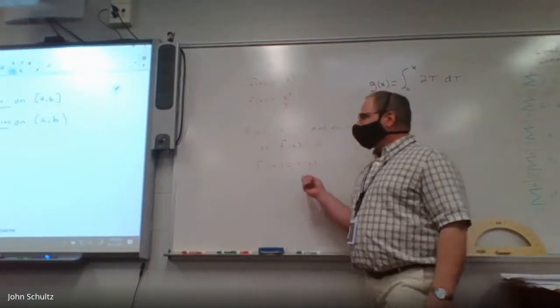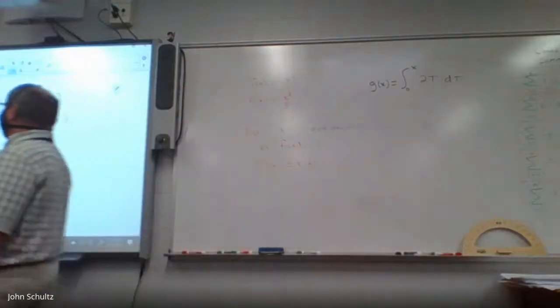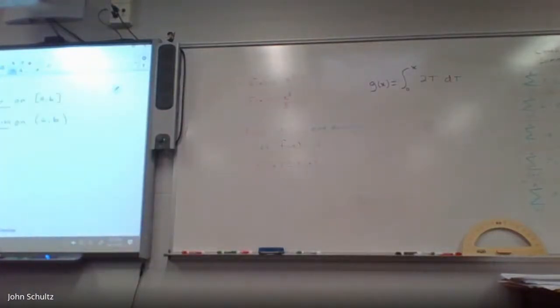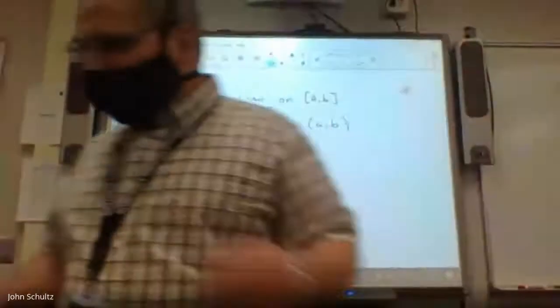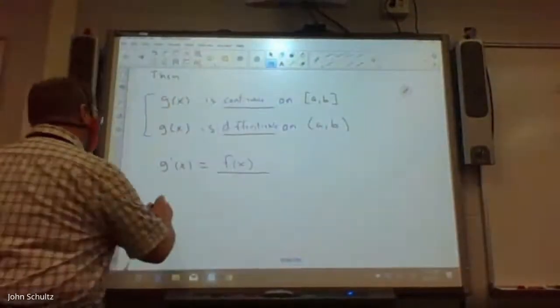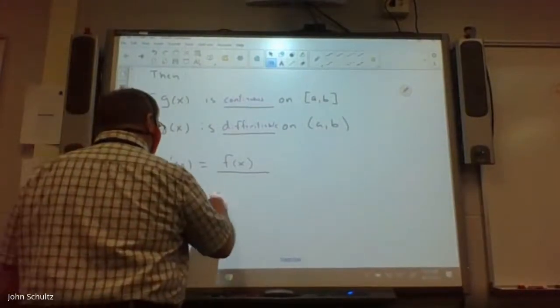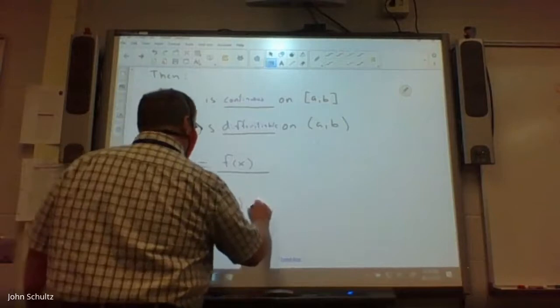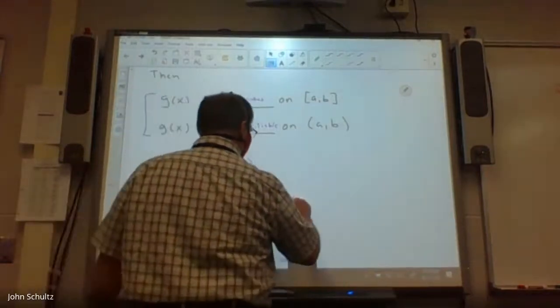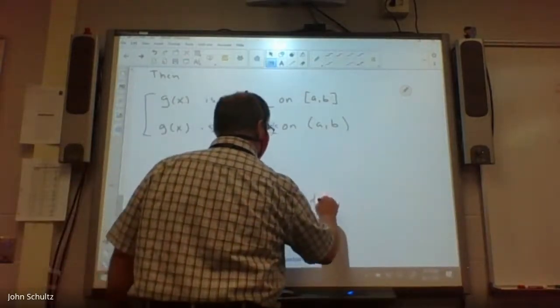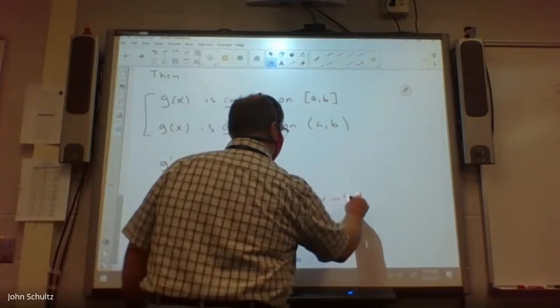Well, I just said that when I take the derivative of g, I get the original function. So what does that tell me about g? G has to be what? An antiderivative. Yeah. So in the end, when I do this integral, I get that g of x is equal to the big F of x, which is an antiderivative of f.